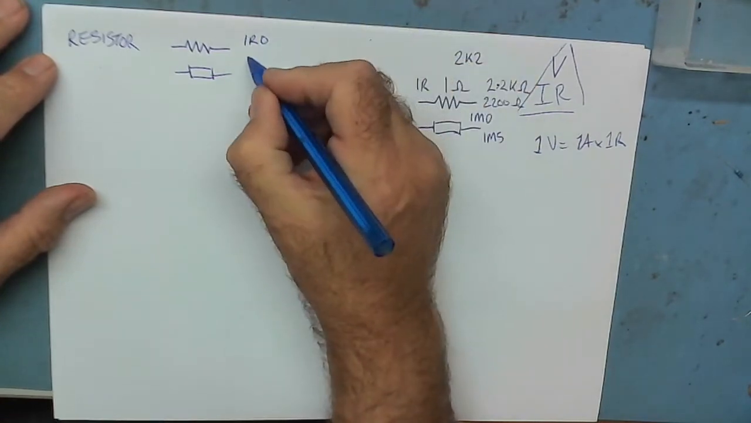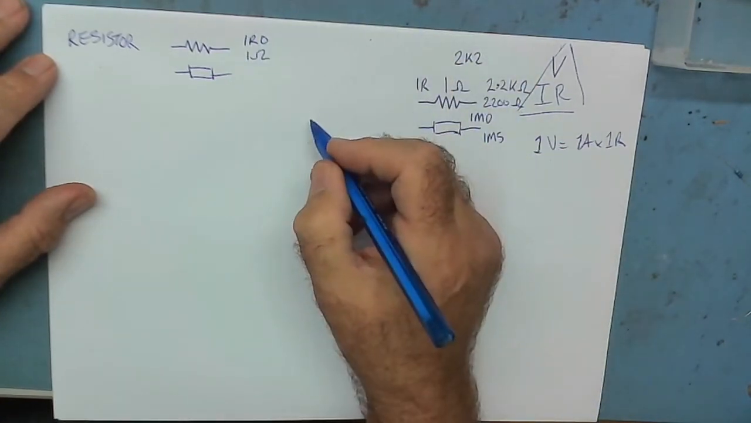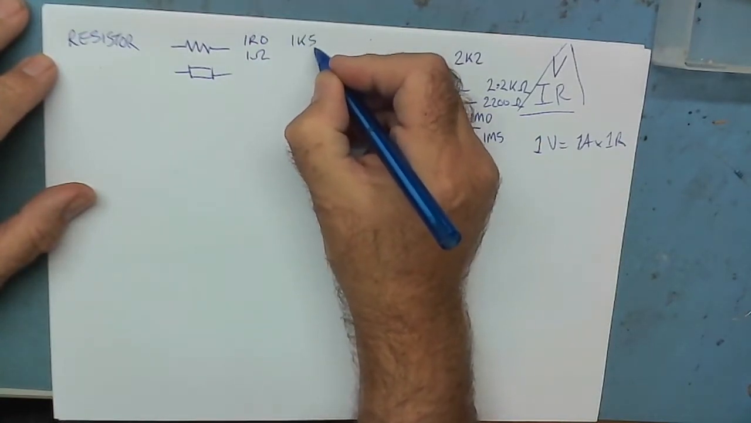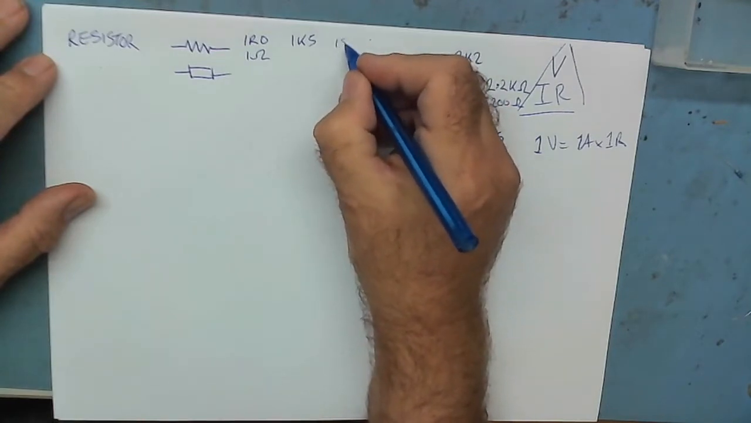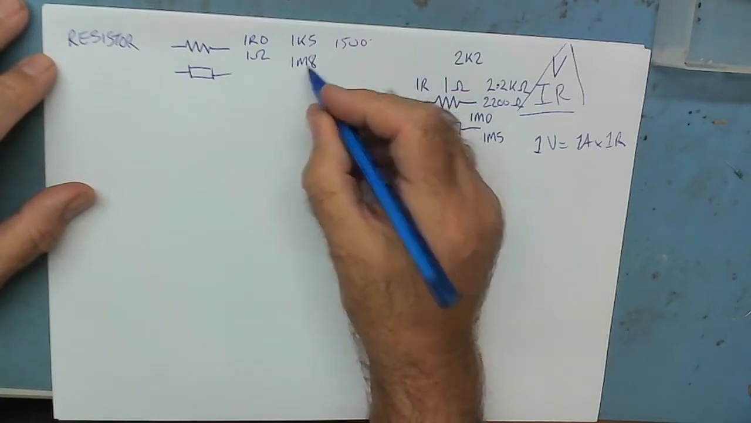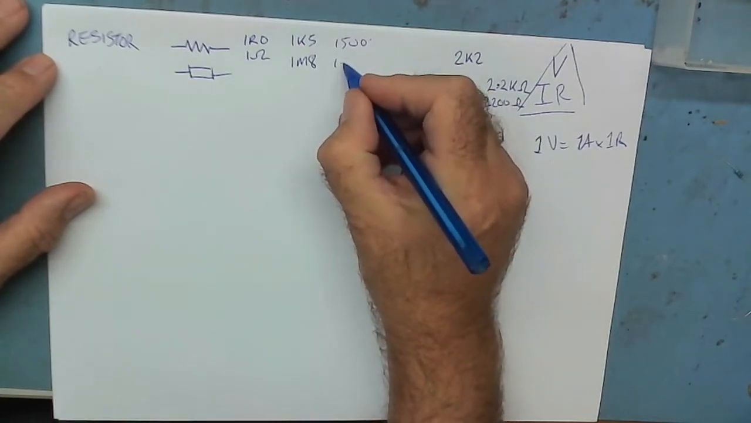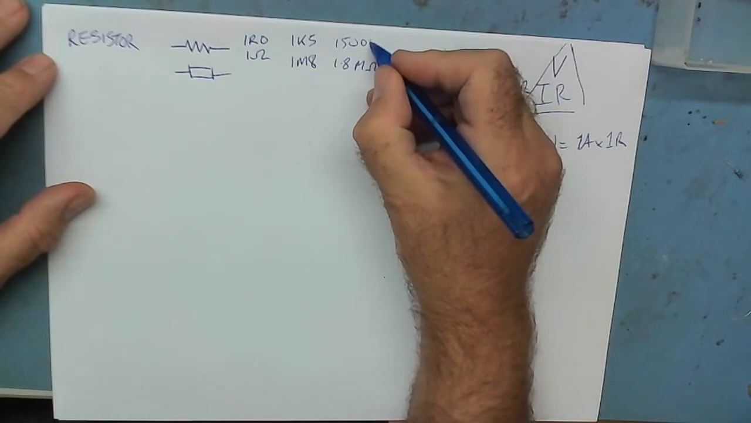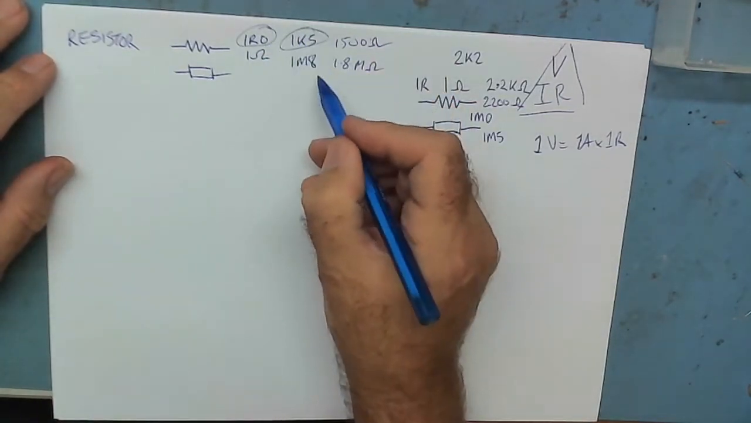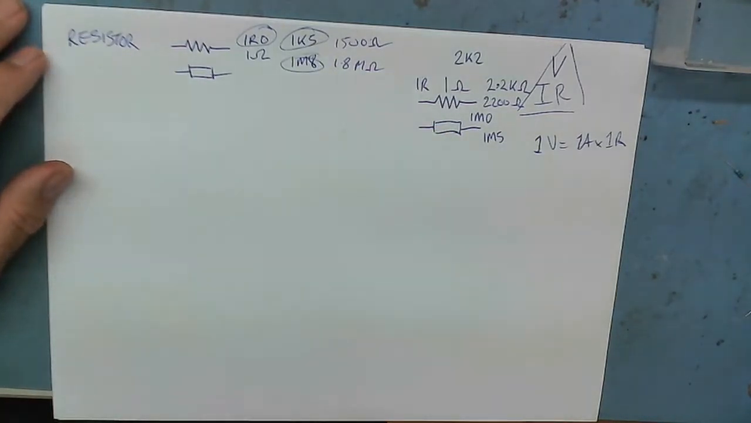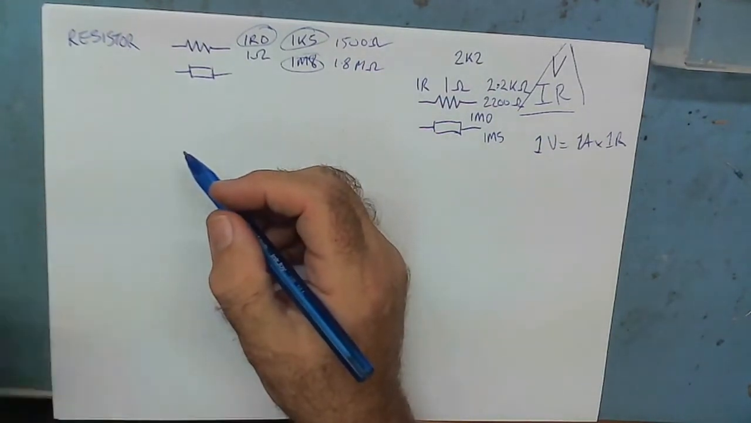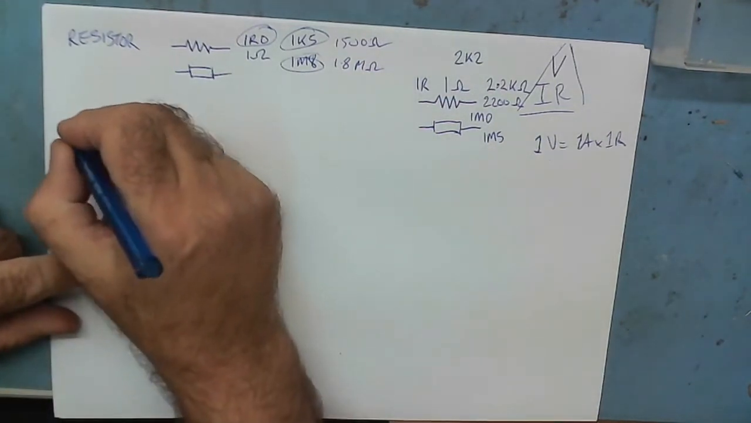1R0, which is 1 ohm. 1K5, 1,500. 1M8, 1.8 mega ohms. So that's how they are. But mostly you'll see this 1R0 type, 1K, and 1M. But I showed you a few resistors, you can see there's a bit of variation. So that's a resistor. Next one then. Variable resistors.